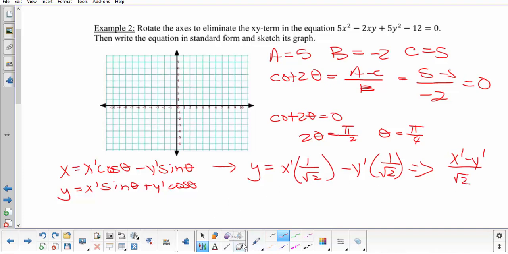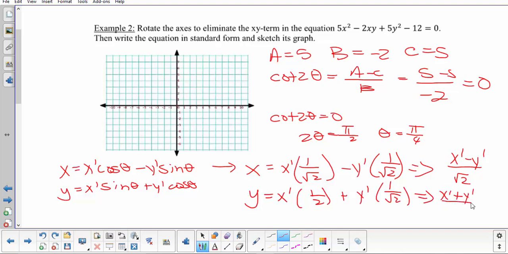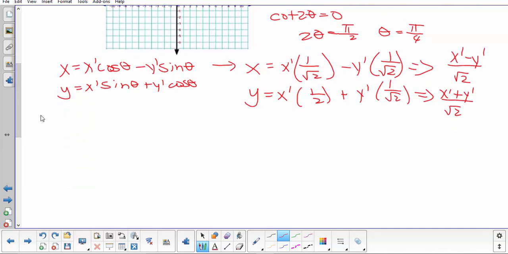And that's x, not y. Sorry about that. That's x. Y is equal to x prime sine of theta is 1 over root 2, plus y prime cosine of theta is also 1 over root 2, which is going to simplify to x prime plus y prime over root 2. So I'm going to jot those down so I can find them later. So x is equal to x prime minus y prime over root 2. Y is equal to x prime plus y prime over root 2.